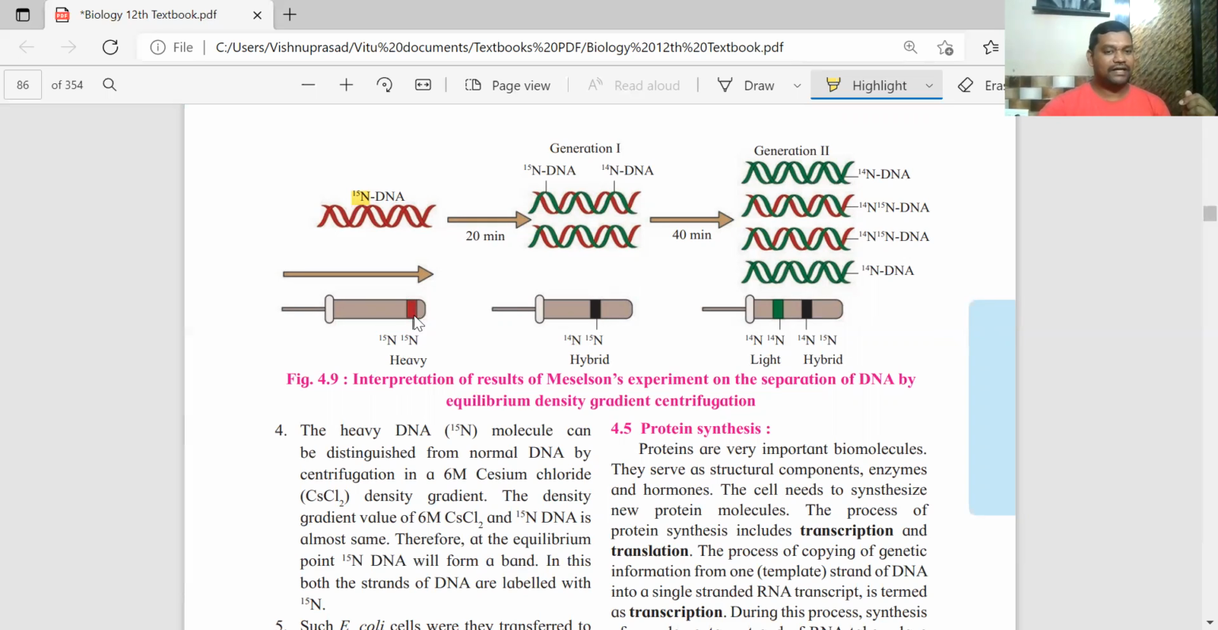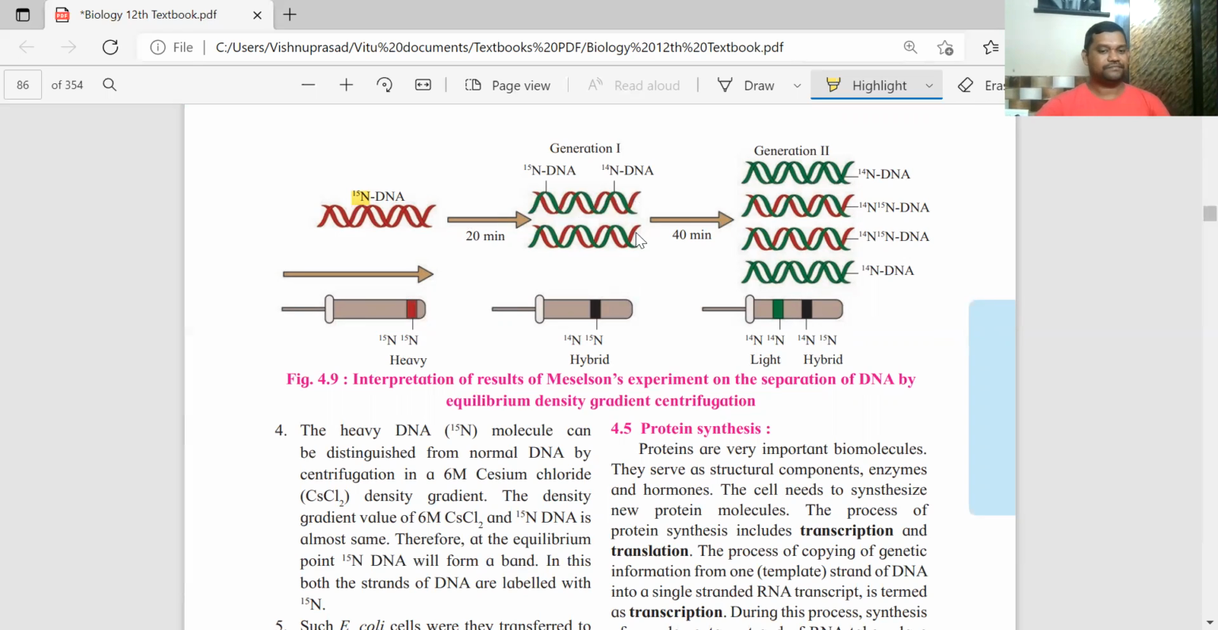तो ये जो बैंड्स होता है ना, वो बैंड्स को देख के पता चलता है कि N15 है तो बैंड N14 15 हाइब्रिड है तो इधर आया. See the N14 light one and N15 light one. Second generation. अभी इसमें कैसा है? Both the DNA molecules are hybrids.